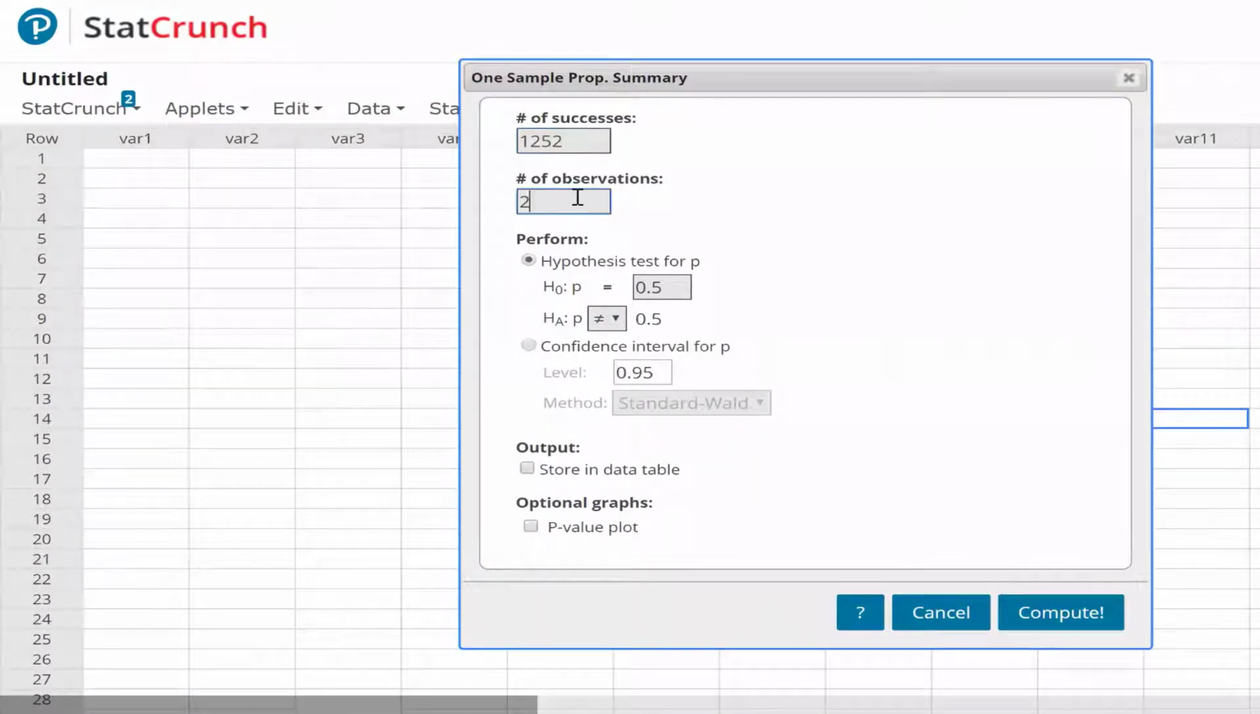And then number of observations, that was 2019. You check the confidence interval radio button, and then down here you enter in your level of confidence. We're doing a 90% level of confidence. The method is always going to be the standard Wald method, standard meaning using the standard normal curve. Gotcha. And then we click compute.